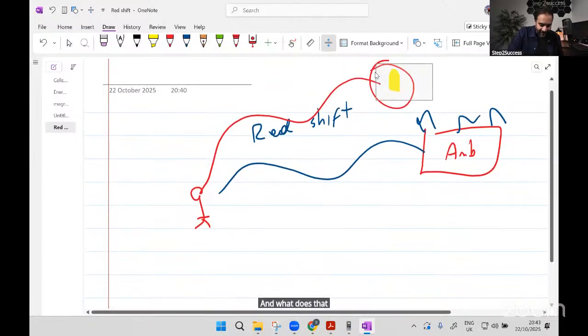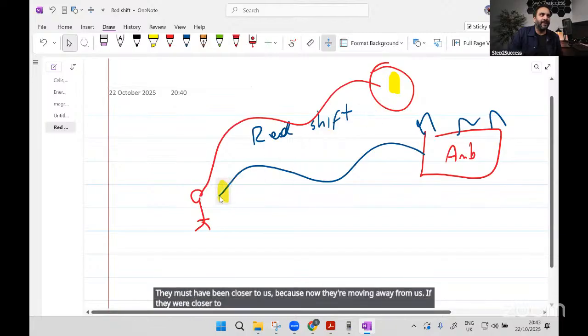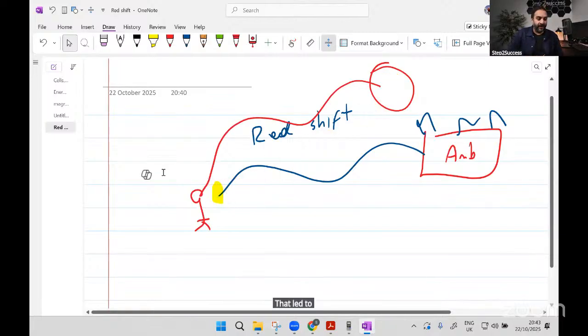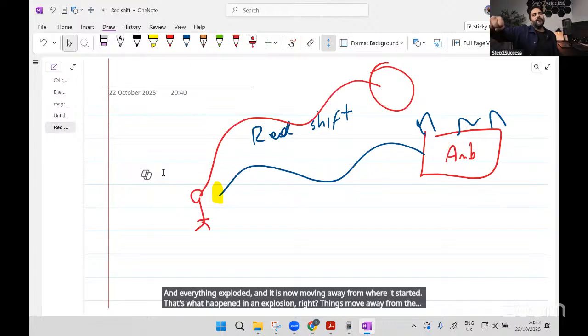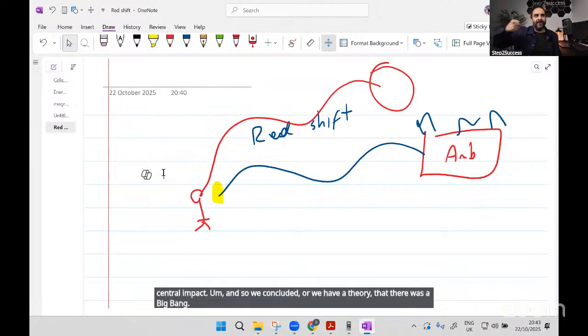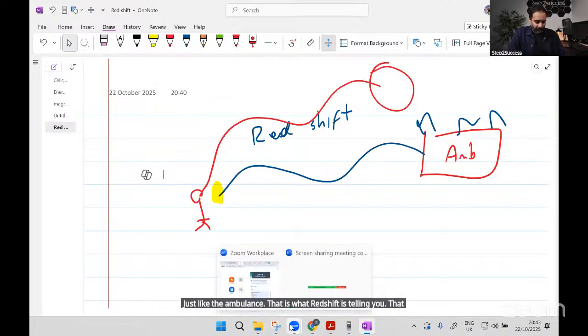And what does that tell us? It tells us that at some point they must have been closer to us because now they're moving away from us. If they were closer to us at some point, that led to the theory of the Big Bang. The Big Bang being where everything was concentrated close in one little thing together, and then there was a bang, and everything exploded, and it is now moving away from where it started. That's what happens in an explosion, right? Things move away from the central impact. And so we concluded, or we have a theory, that there was a Big Bang, and as a result of that, everything in the universe is moving away from us, just like the ambulance. That is what redshift is telling you. That is a simplified explanation of it. That is what it is.